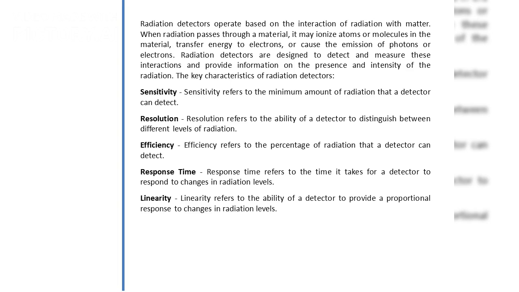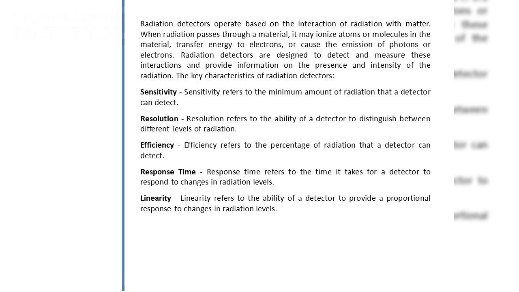Radiation detectors operate based on the interaction of radiation with matter. When radiation passes through a material, it may ionize atoms or molecules in the material, transfer energy to electrons, or cause the emission of photons or electrons. Radiation detectors are designed to detect and measure these interactions and provide information on the presence and intensity of the radiation.